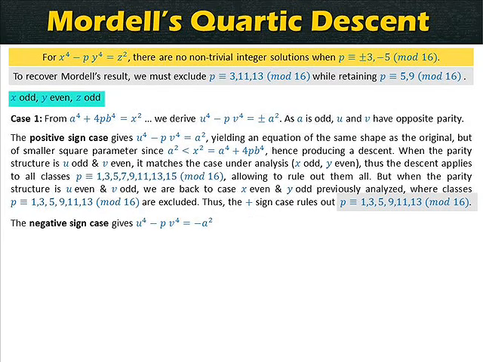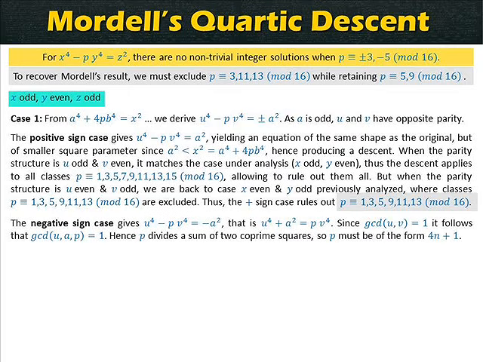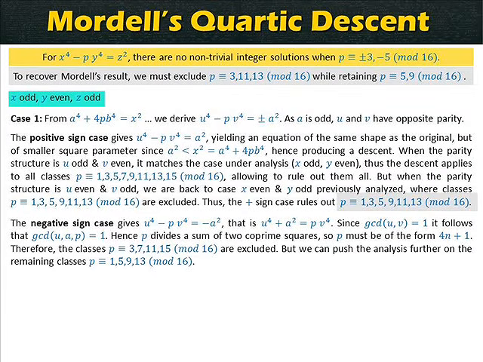The negative sign case gives u raised to the fourth plus a squared equals p times v raised to the fourth. Since u and v are coprime, it follows that u, a, and p are also coprime. Hence, p divides a sum of two coprime squares, so p must be of the form 4n plus 1. Therefore, the classes 3, 7, 11, and 15 are excluded. But we can push the analysis further on the remaining classes 1, 5, 9, and 13.